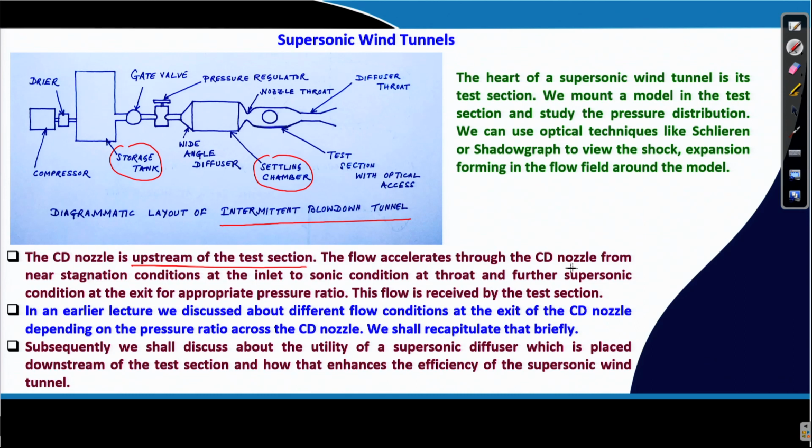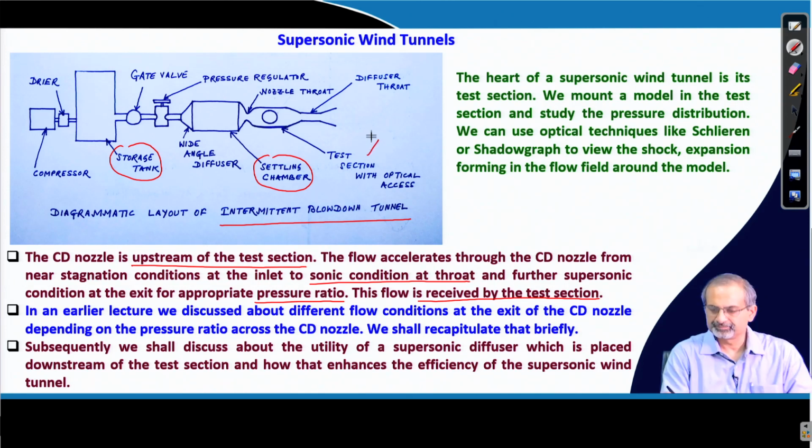So, as the flow accelerates through the CD nozzle from near stagnation conditions, what happens? It goes to sonic condition at the throat if you have appropriate pressure ratio, and further it turns supersonic at the exit for a correct pressure ratio. And when it turns supersonic, the flow is further let into the test section, which is the constant area section.